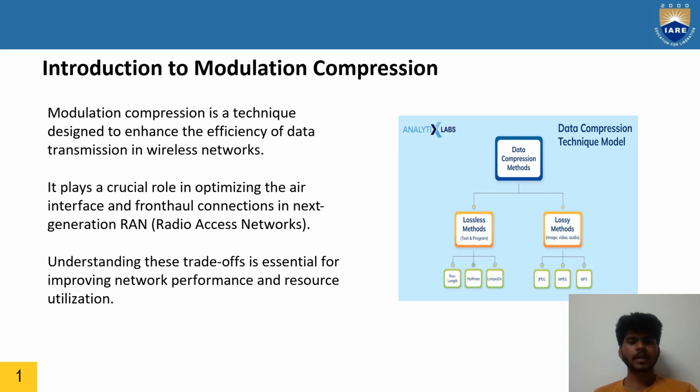Modulation compression is a technique designed to enhance the efficiency of data transmission in wireless networks. It plays a crucial role in optimizing the air interface and fronthaul connections in next generation RAN. RAN full form is Radio Access Networks.